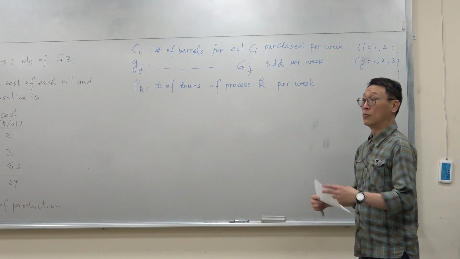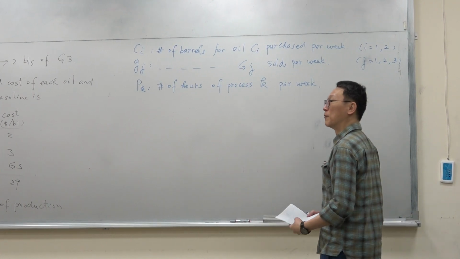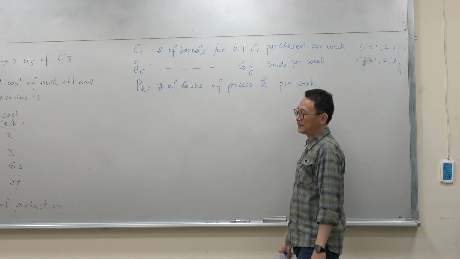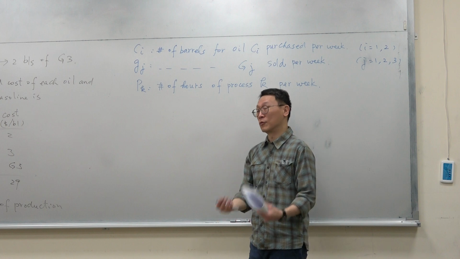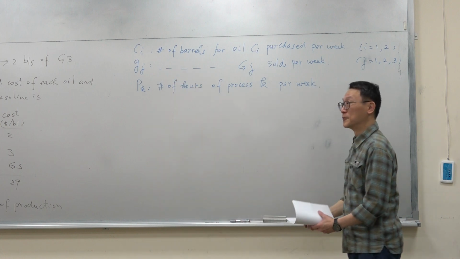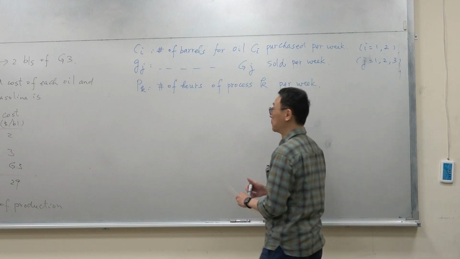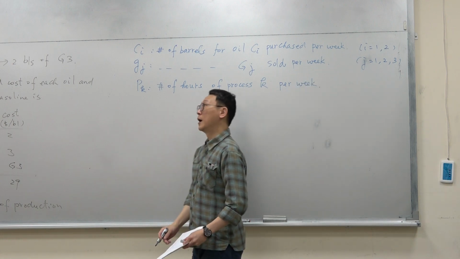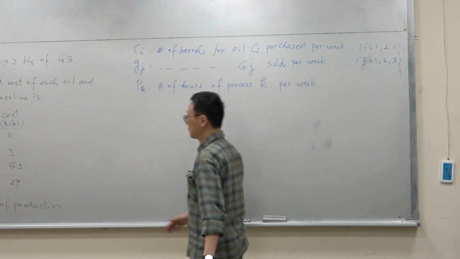Okay, so you will find that it's very similar to the previous one, but sometimes very, very different. But still, we can utilize our previous experience, C_i and G_j. You can do that. So the objective function is to minimize the cost, right? Minimize the cost.